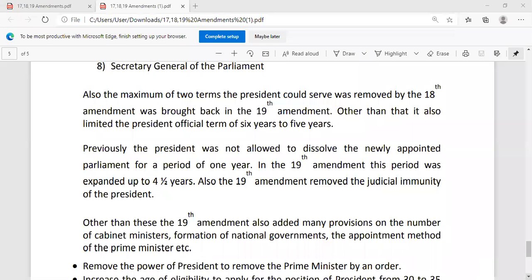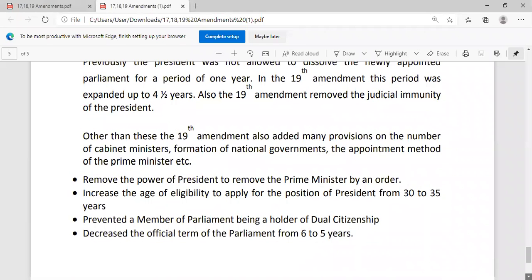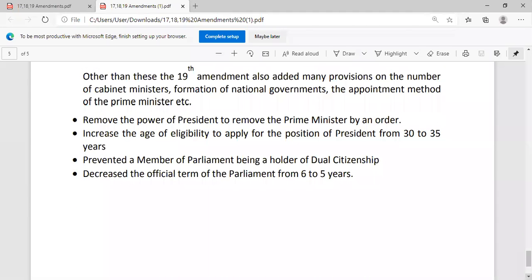Right. What else is there? Other than these, the 19th Amendment also added many provisions on the number of cabinet ministers, formation of national governments, and the appointment method of the prime minister, etc. Of course, it said that the cabinet should have a maximum of 30 ministers. Because there was a problem, guys.